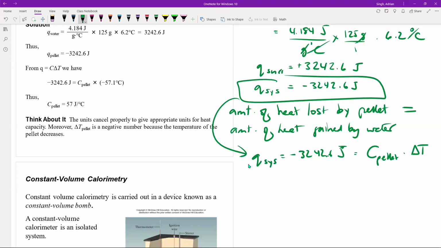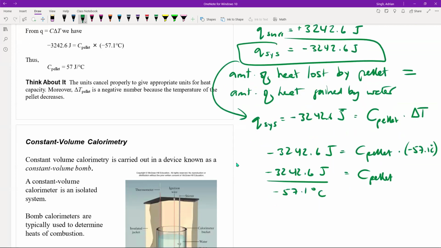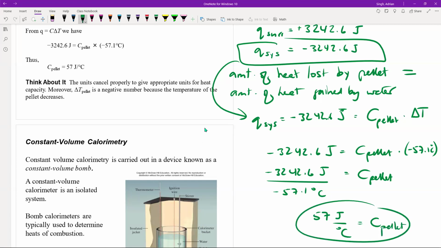So what do we have? We have negative 3242.6 joules equal to C of the pellet times negative 57.1 degrees C. So the heat capacity of the pellet is simply negative 3242.6 joules divided by negative 57.1 C, and then we end up with 57 joules per degree Celsius of that amount of the pellet that we have.